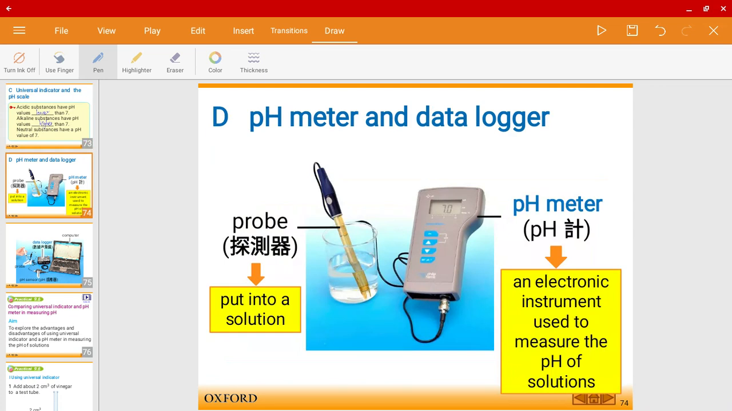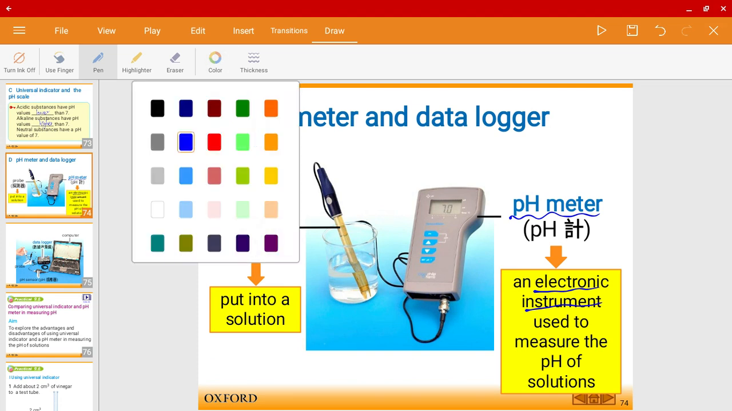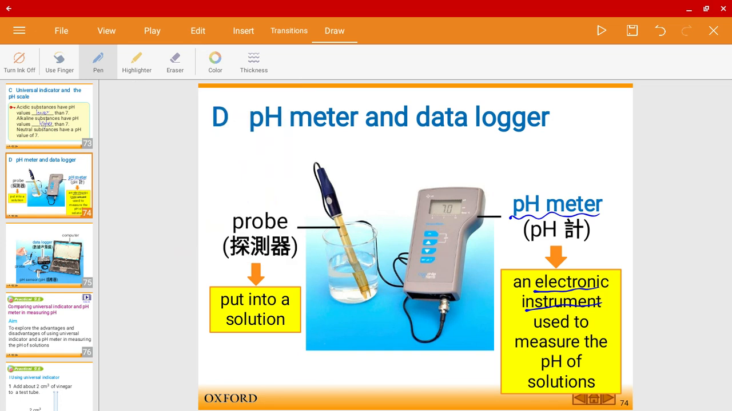Alright, let's talk about pH meter. As you can see in the diagram in front of you, it's an electronic instrument which could be used to measure pH. A probe is attached to a pH meter, so you put the probe into a beaker of a solution. A probe is usually used to detect, or another word is to investigate, so it detects the pH value of a solution.